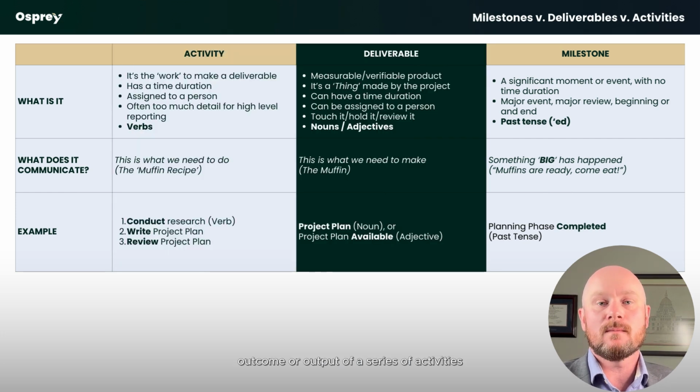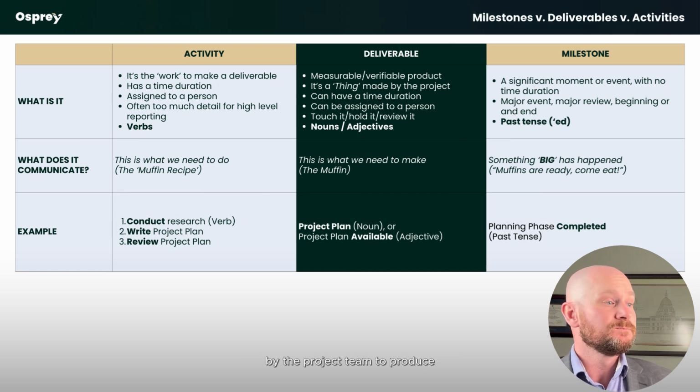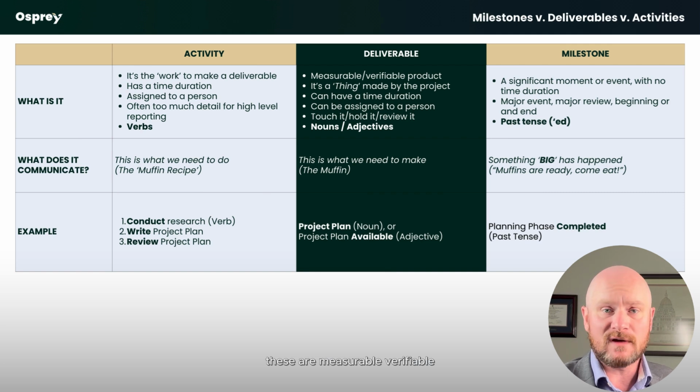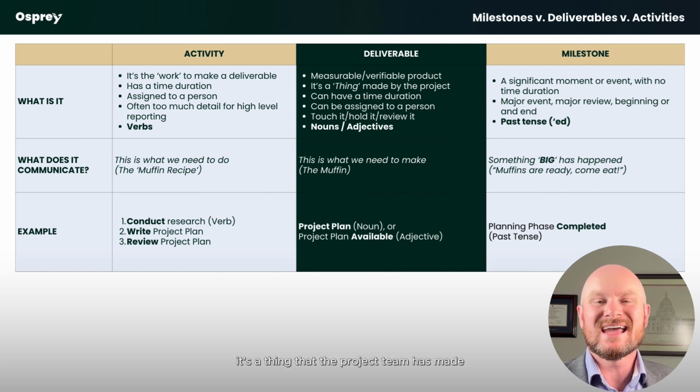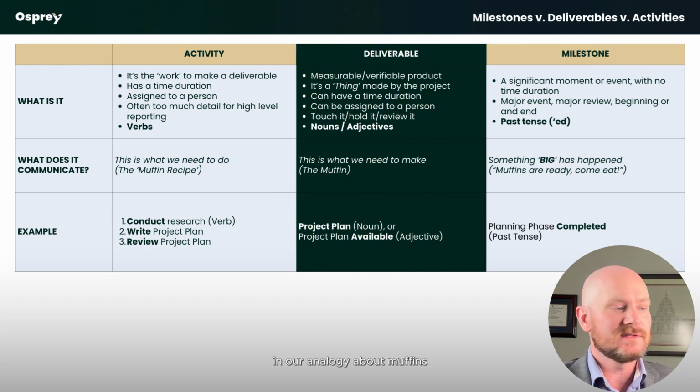Deliverables are the outcome or output of a series of activities. These are things that are often expected by the project team to produce. These are measurable, verifiable. You can touch it, hold it, see it, taste it, smell it, what have you. It's a thing that the project team has made. In our analogy about muffins thus far, it's the muffin itself.